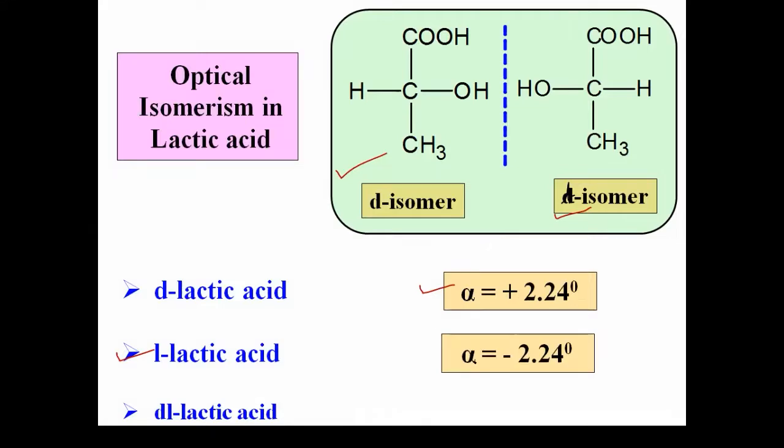While the alpha specific rotation of L-lactic acid is minus 2.24 degree. Means angle is the same, just the direction is different. Therefore, we are using negative sign, minus 2.24 degree. Okay, this is the specific rotation of L-lactic acid.